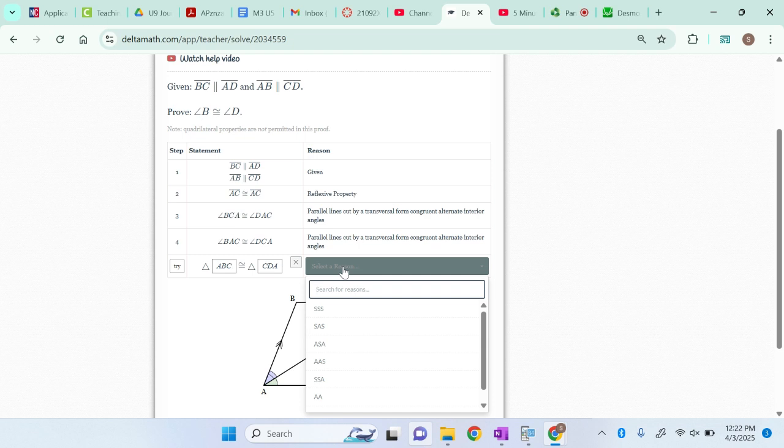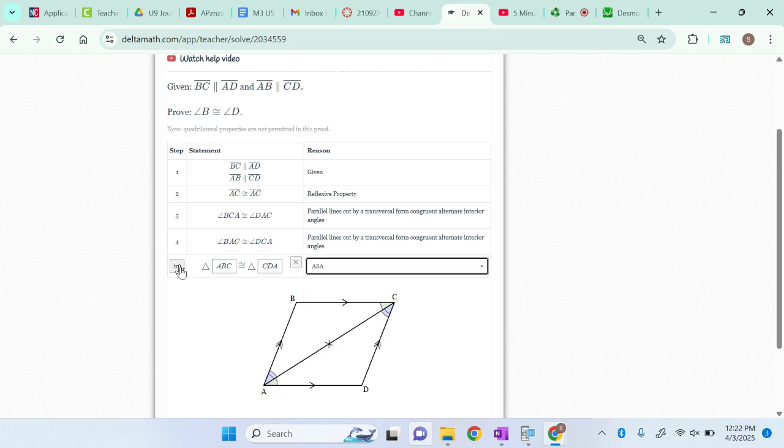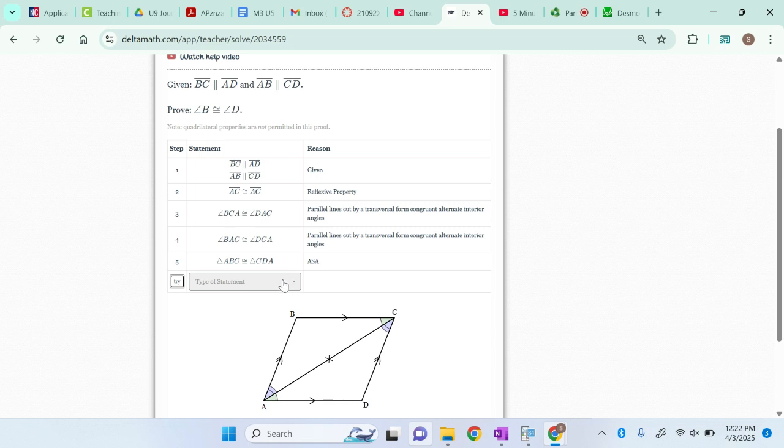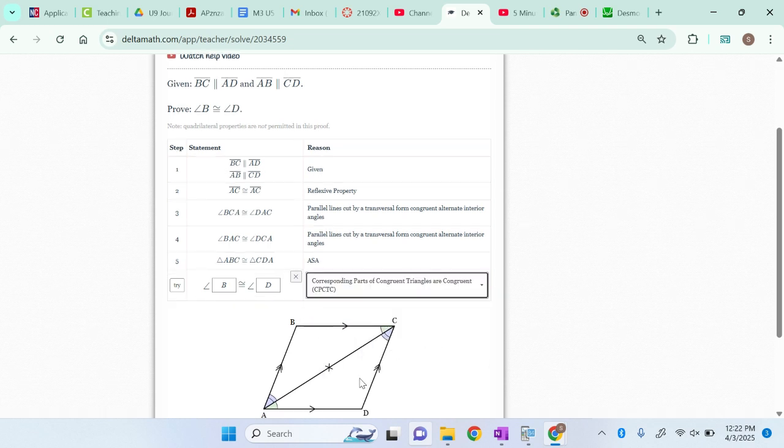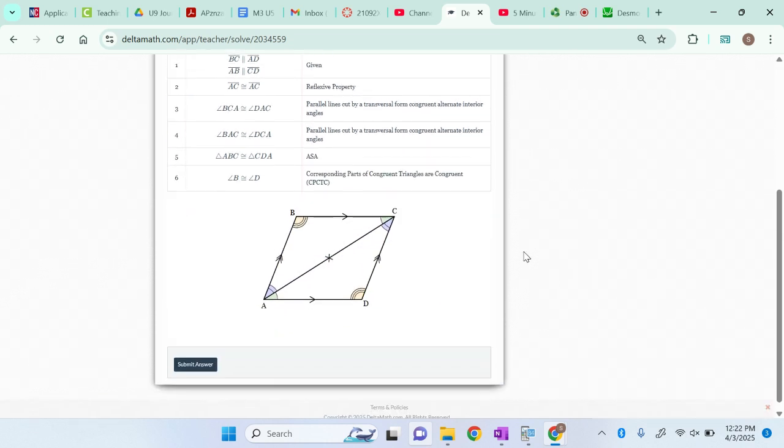Why? What postulate? Angle side angle. So now, since we proved that the triangles are congruent, that means that angle B is congruent to angle D. Why? What special term gives us the angles and the sides? So if we know that the triangles are congruent, that means those last two angles have to be congruent because of what? CPCTC. And we're done.